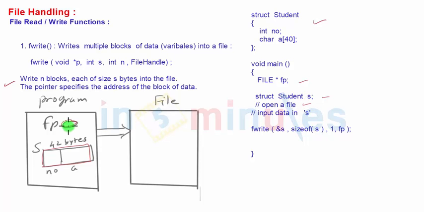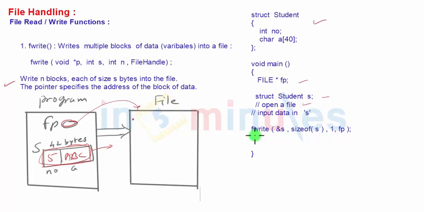Then obviously we'll open a file using the file pointer. Let's say some file is opened. Now since it is open for write mode, the cursor will be placed at the beginning of the file and the file is empty. Then we'll input some data into s, let's say the number is 5 and the name is abc. So some data is input into the structure using normal input commands like scanf, gets and all. Now this structure I want to write into the file.